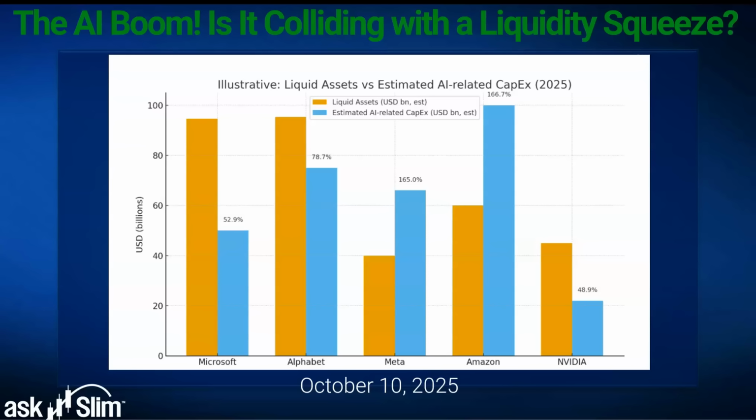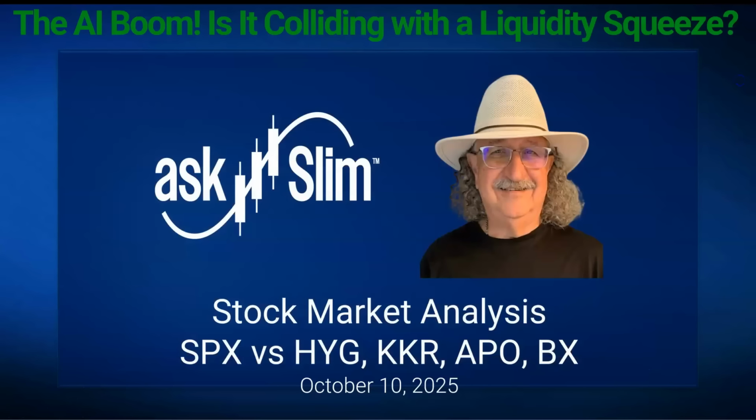Amazon, 166.7%. Nvidia, which has a huge amount of money coming in, is one of the stocks where it makes sense that they're going to be doing better, with better profits, and that's why the stock has done so well. But they're still up near 50% of the money they have in liquid assets versus what their spend is. So you get a good idea as to the massive borrowing needs that these companies are going to have.